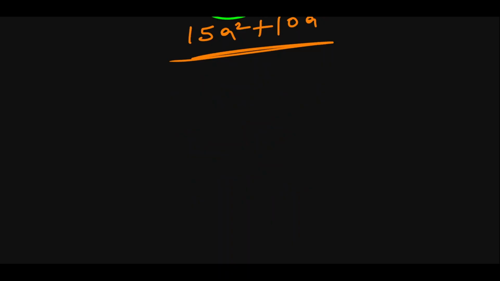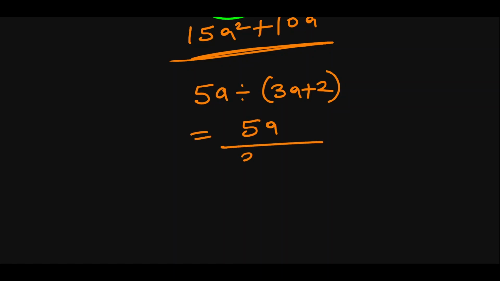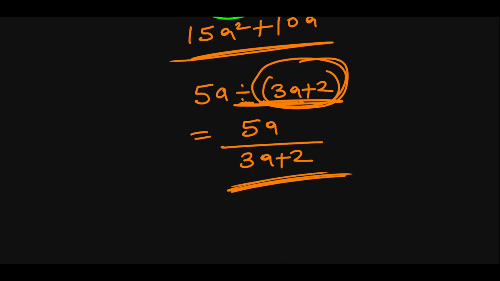What if it was a division sign? So if we had 5a divided by 3a plus 2 in a bracket, this is basically the same thing we did in multiplication, just that this is now division. Remember that multiplication and division are in the same family. So this is the same thing as 5a over 3a plus 2. So this bracket housing the 3a plus 2 is telling us that this division belongs to all of them. So that's why we can move all of them below as the denominator. So this is the answer here.